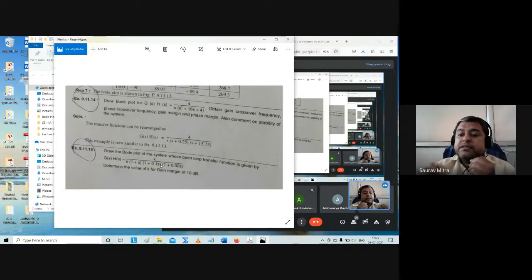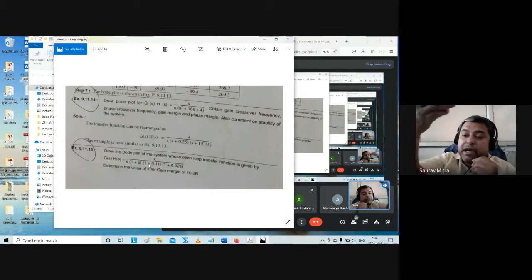First substitute S is equal to j omega. Then you will find the real part is 1 and the imaginary part is 0.1 j omega. How much will be the phase of 1 by 1 plus 0.1 j omega? For the denominator it is tan inverse imaginary by real, so tan inverse 0.1 omega by 1, that means tan inverse 0.1 omega. As this is the denominator, when you shift it upward it becomes minus tan inverse 0.1 omega. So the phase for this is minus tan inverse 0.1 omega.